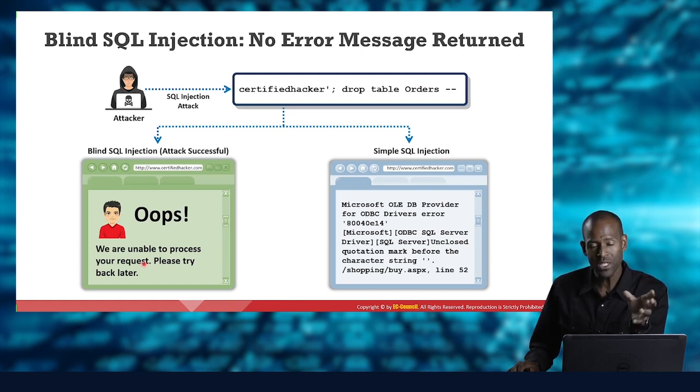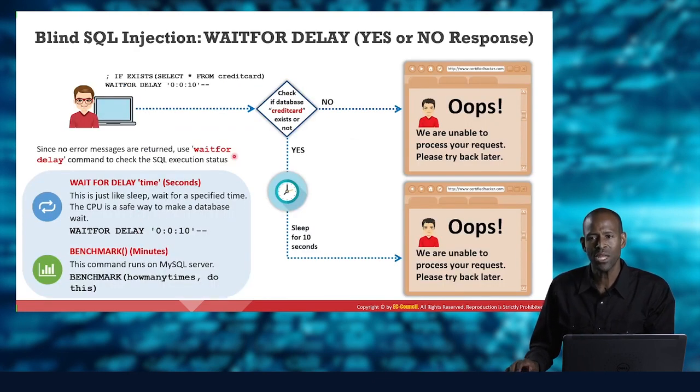If there wasn't a generic page, I would get a return back that indicated that there was a problem, an error, right? ODBC error 80004E14. That would have informed me of the actions that actually took place. But in this case, I don't see anything, but the attack was actually successful. It was blind. I didn't see it be successful. Also, you can do a wait for delay.